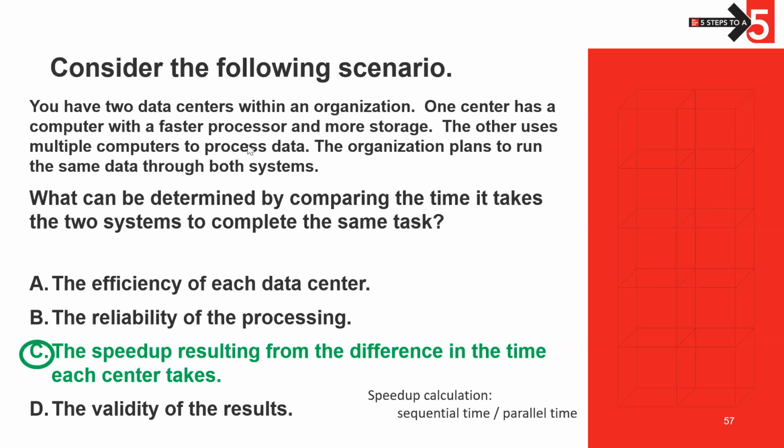So we're looking at parallel, distributed versus sequential processing, okay? And what they're really looking for here is to see if you understand the concept of speedup. And just as a little reminder, the calculation is the sequential time divided by the parallel time. You're not likely to have to calculate it, but do be aware of the formula if you do, okay? But it does result from the difference in time each data center takes, so you can measure the efficiency of each.